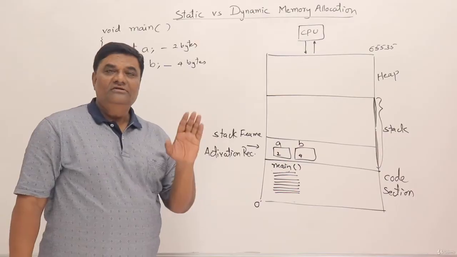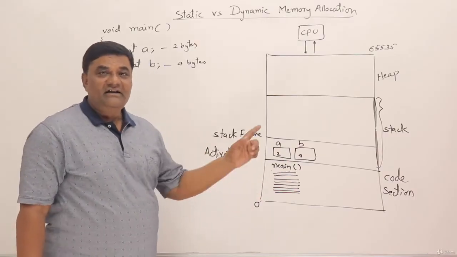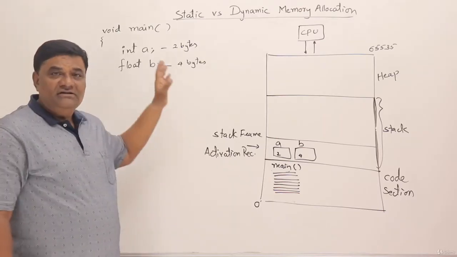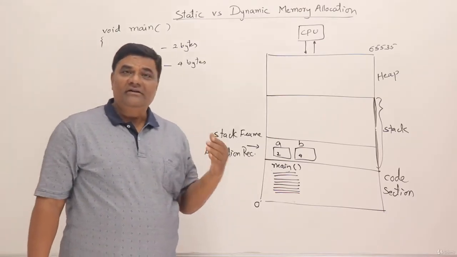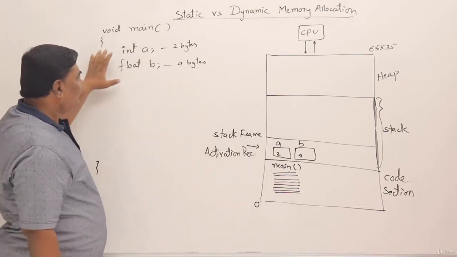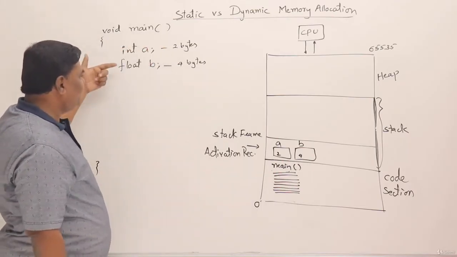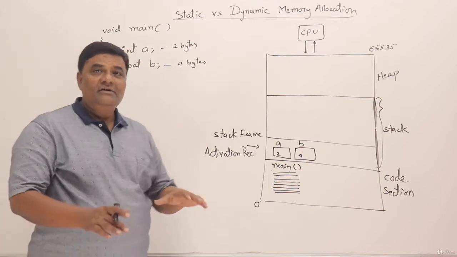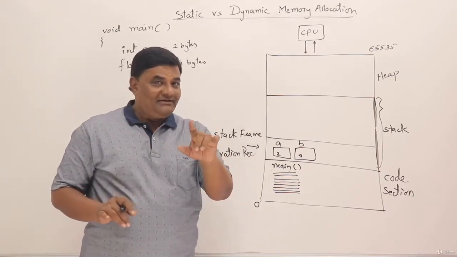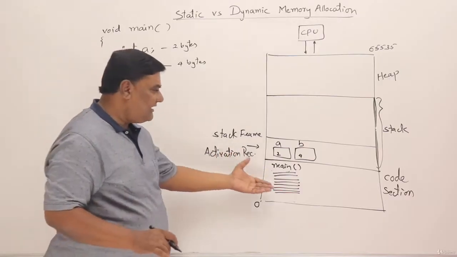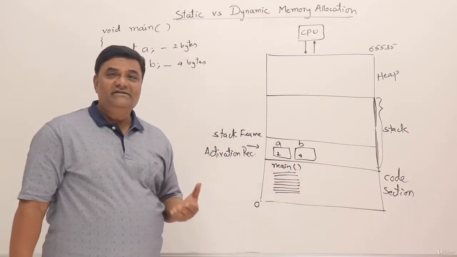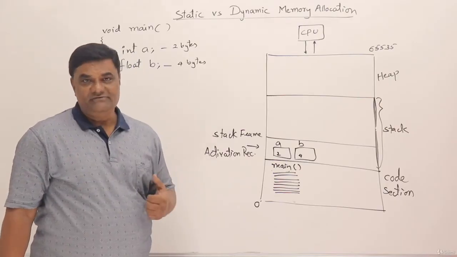How the memory is allocated inside the stack depends on whatever variables you have inside a function. The size of the memory required by a function is decided at compile time only. The compiler will see that this needs some bytes and this needs some bytes, so it will decide beforehand that this function needs so much memory, and that memory is obtained inside the stack once the program starts executing. So we say this is static memory allocation.